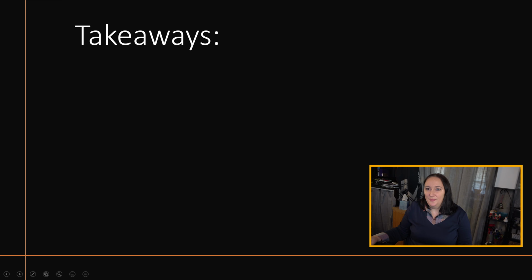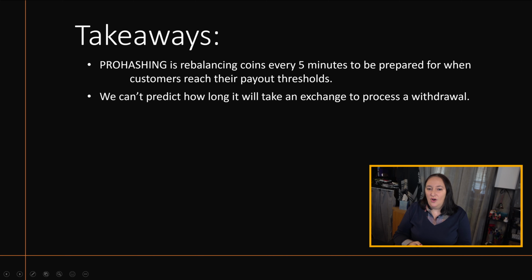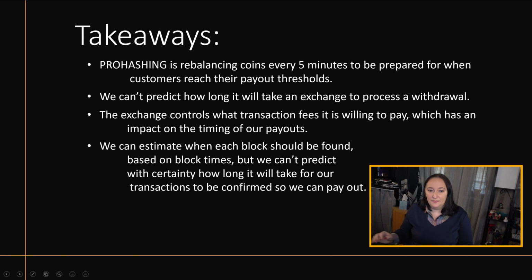So what are the takeaways of this video? Prohashing is rebalancing coins every 5 minutes to be prepared for when customers reach their payout thresholds. We do try to be as efficient as possible to make sure that it doesn't take any longer than necessary for you to receive your money. We can't predict how long it will take for an exchange to process a withdrawal, and we can't control what transaction fees the exchange is willing to pay for the transaction to be confirmed, which has an impact on the timing of our payouts. We can estimate when each block should be found based on the block times, but we can't predict with certainty how long it will take for our transactions to be confirmed so that we can pay out.